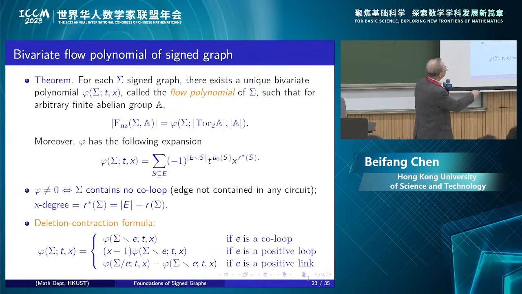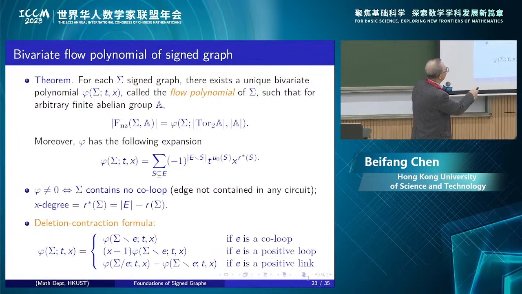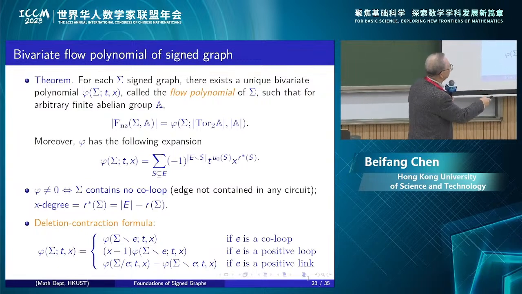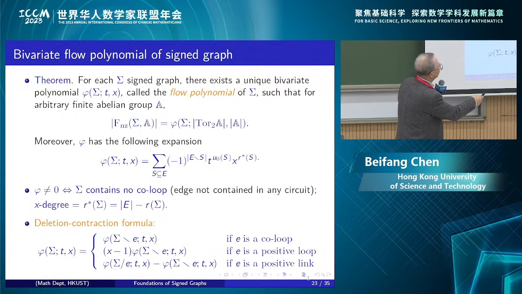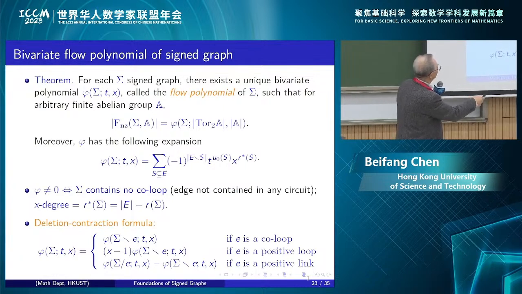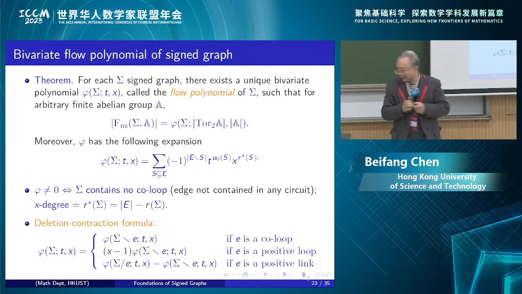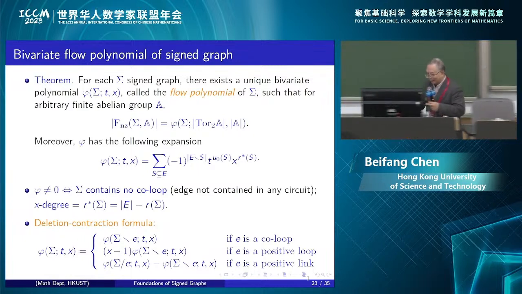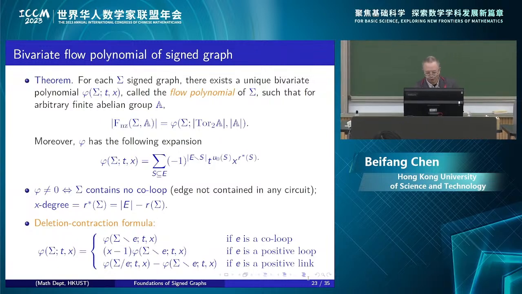There exists a unique polynomial such that the count of nowhere-zero flows is equal to a two-variable expression. That's the torsion of the group A, and the cardinality of the group, so it's a finite group. This one has the expansion formula like this, the flow polynomial, and it has the recurrence relation. I should quickly finish this one, in just 5 minutes, because I lost 5 minutes.